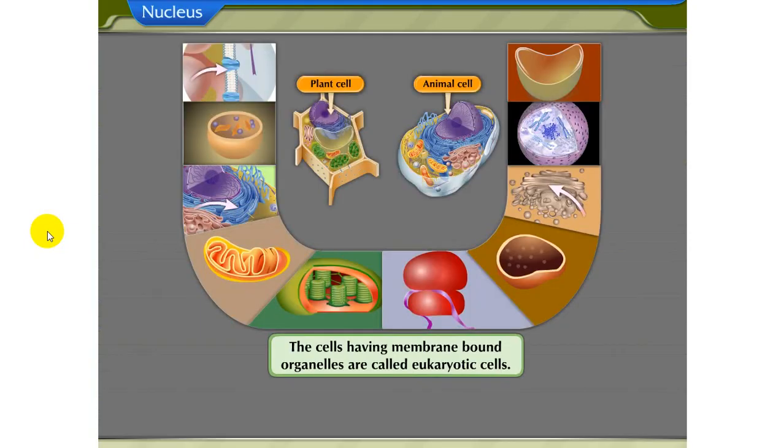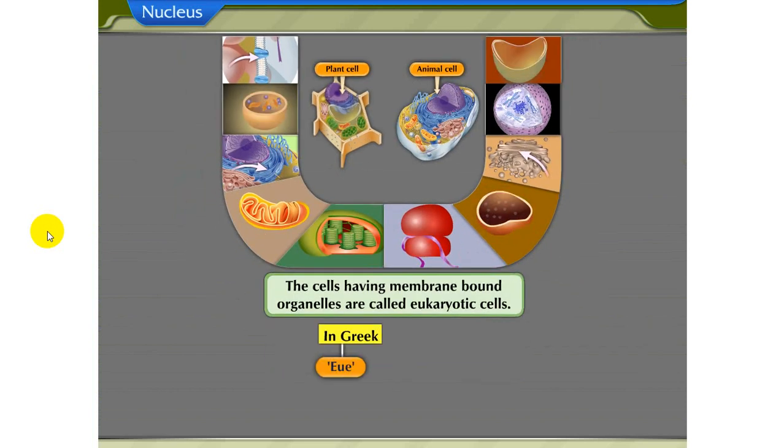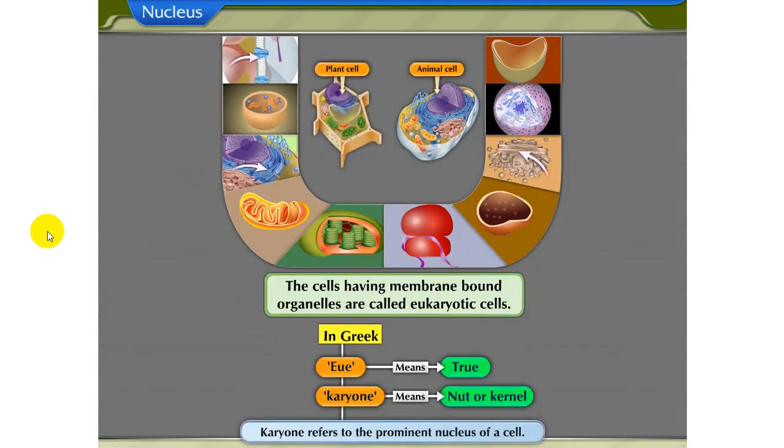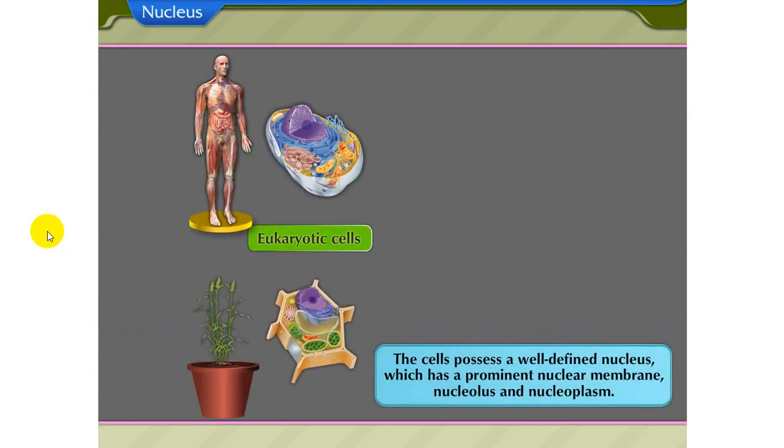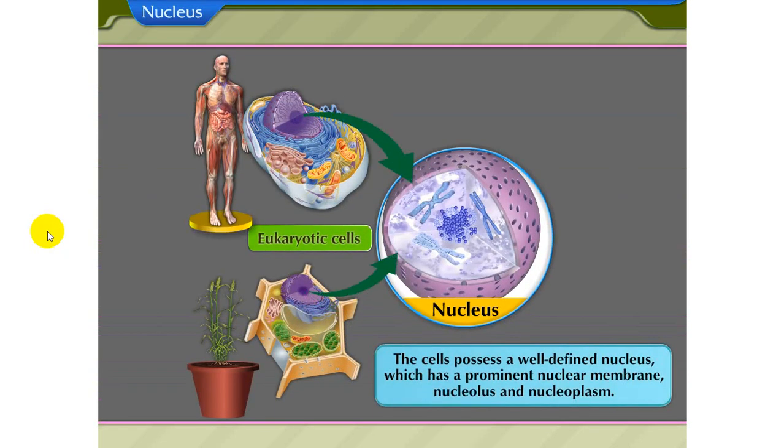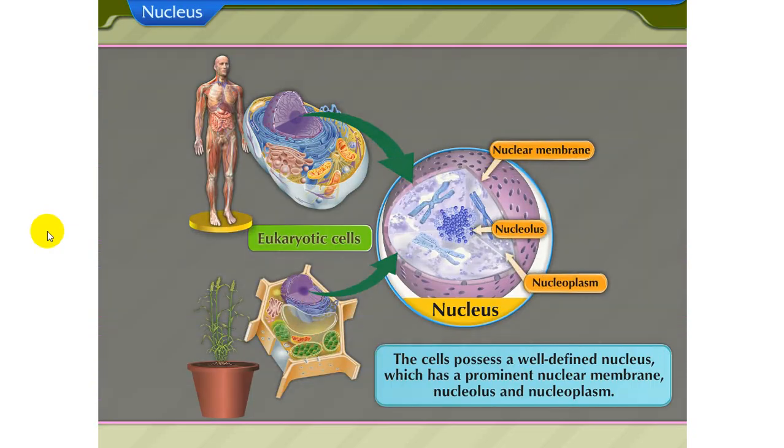The cells having membrane-bound organelles are called eukaryotic cells. In Greek, eu means true and karyon means nut or kernel. Karyon also refers to the prominent nucleus of a cell. The cells possess a well-defined nucleus which has a prominent nuclear membrane, nucleolus and nucleoplasm.